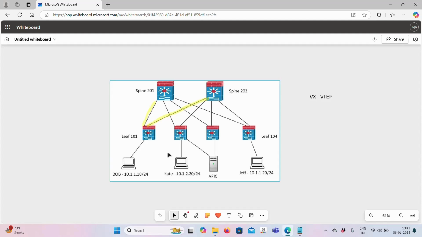So for example, this leaf switch is connected to Bob. When Bob wants to communicate with Jay, the leaf switch will add the VXLAN header and will send the traffic to Jay. So that's the advantage of VXLAN.